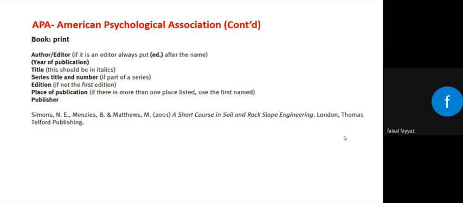Year of publication is here. Title, this should be in italics. In APA, we always have to provide our title in italic format. Series title and number if part of a series. Edition if not the first edition. So the edition number should be there if it is not number one.